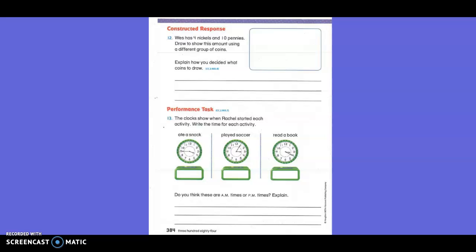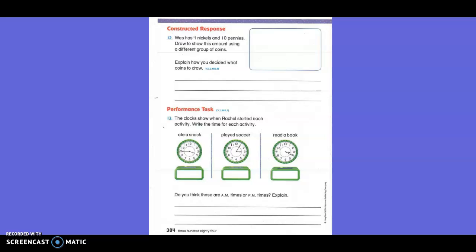Okay, boys and girls, this is Chapter 7's test review, last page. Let's read the problem for number 12. Wes has 4 nickels and 10 pennies. Draw to show this amount using a different group of coins. Okay, so how much, you have to decide right now, how much is 4 nickels and 10 pennies?